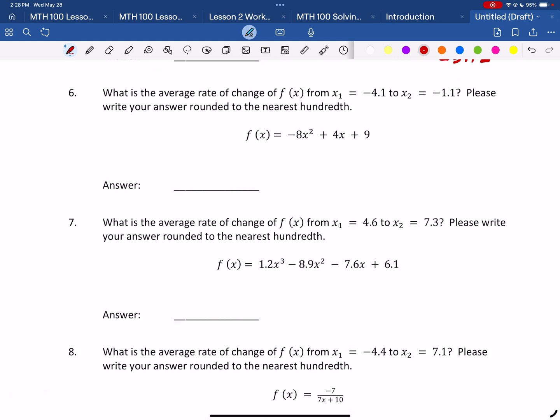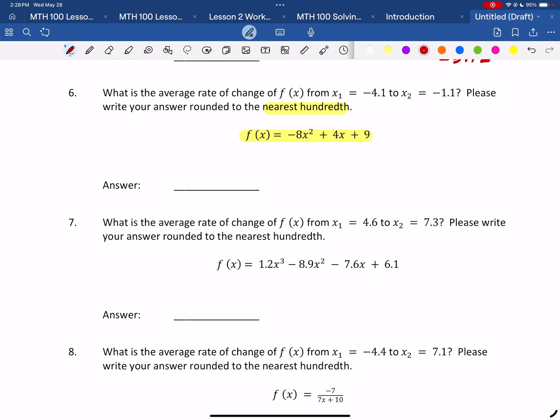Example 6. What is the average rate of change of f of x from x1 is negative 4.1 to x2 is negative 1.1? Again, round to the nearest hundredth if necessary. And this time our function is a quadratic function. F of x equals negative 8x squared plus 4x plus 9.